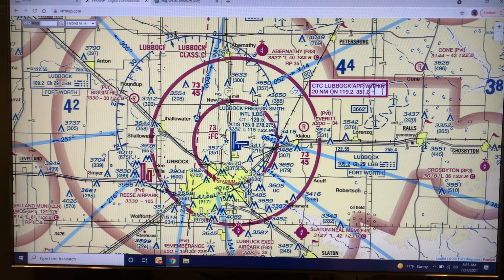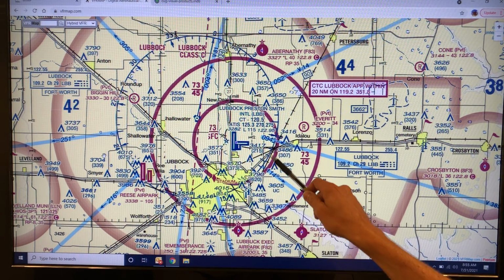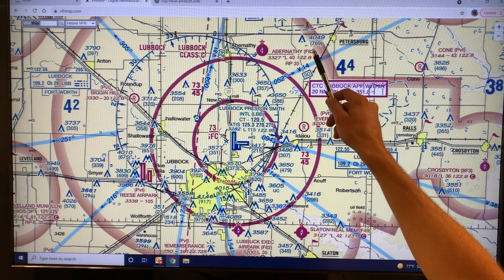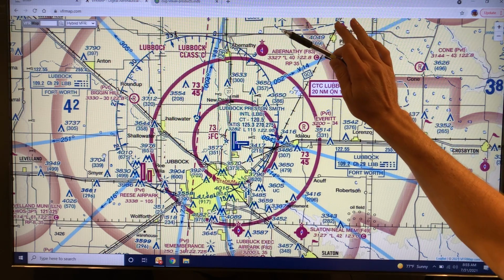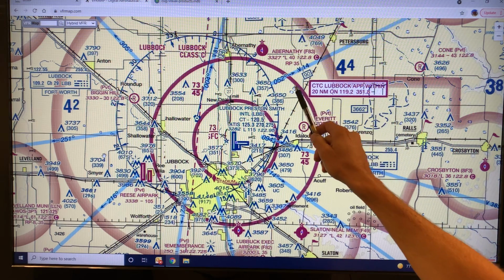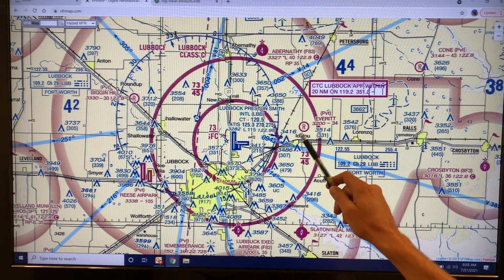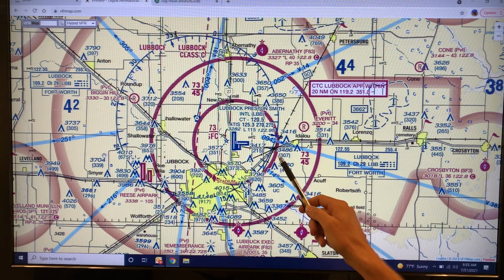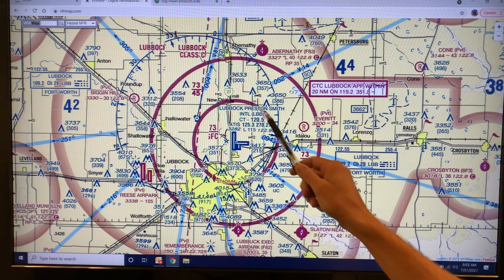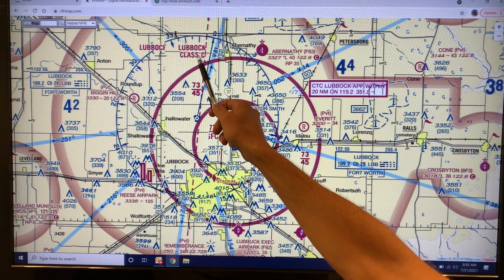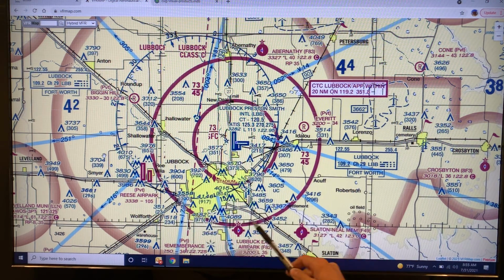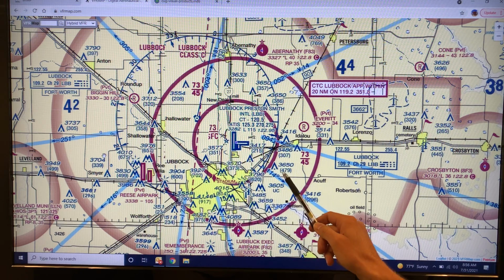So here we go. Notice we have these hard magenta circles. This is not the same as the fuzzy ones. So the fuzzy ones designate Class Golf airspace, Class Echo having a lower floor. But this is the upside down, two-tiered wedding cake of a Class Charlie, Class C airport. And it even says, where is it at? Lubbock, Class C, Class Charlie. Okay, so it tells you what kind of airspace that is. So the magenta hard circles here are Class Charlie airspace.